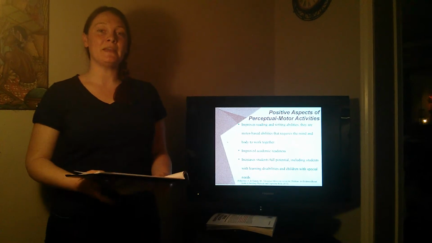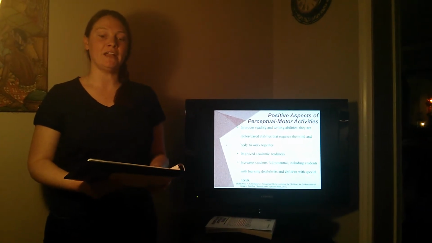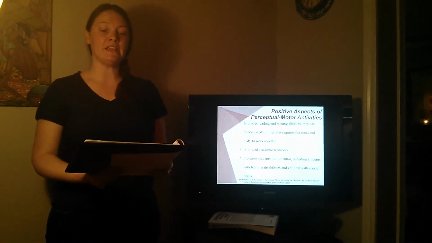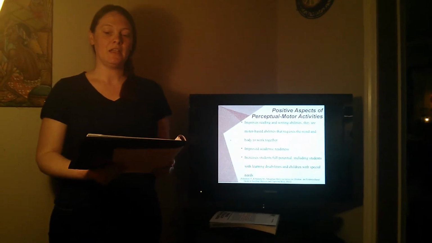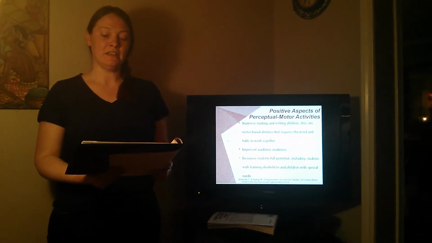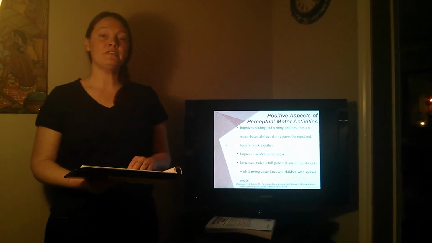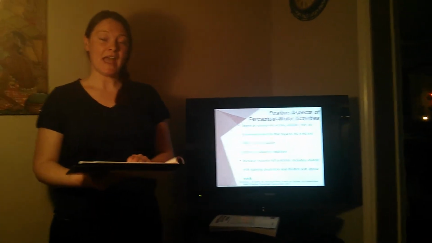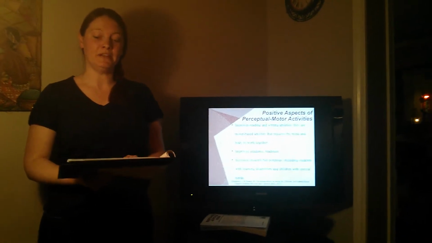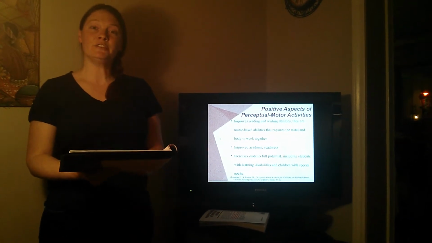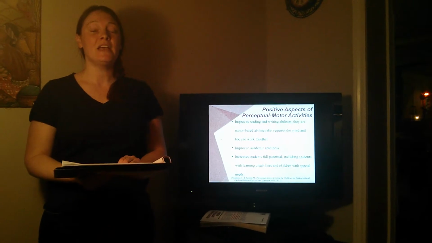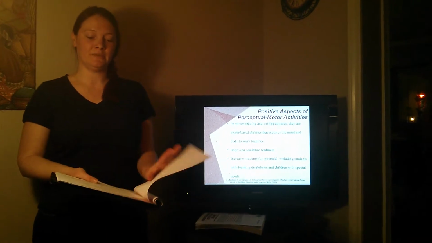The positive aspects of perceptual motor activities: improves reading and writing abilities. They are motor-based abilities that require the mind and body to work together. It improves academic readiness and increases the student's full potential. This includes students with learning disabilities and children with special needs.